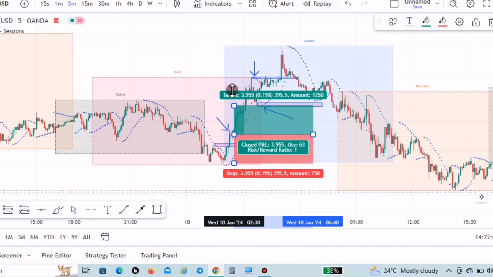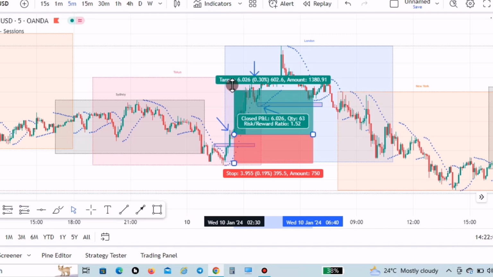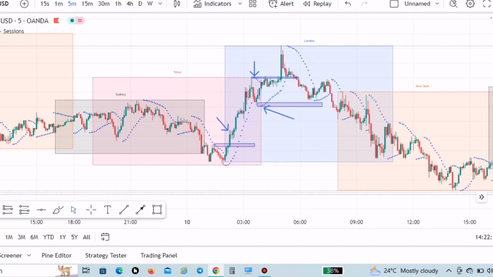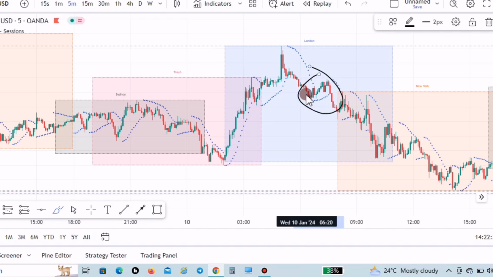You are supposed to target something like a 1 to 1.5 or 1 to 2. Let's say you jump into the market and price is somewhere right here. Let's say you came late into the London session. What you focus on are the previous parabolic or the previous dotted lines. So right here you have that one which started there.